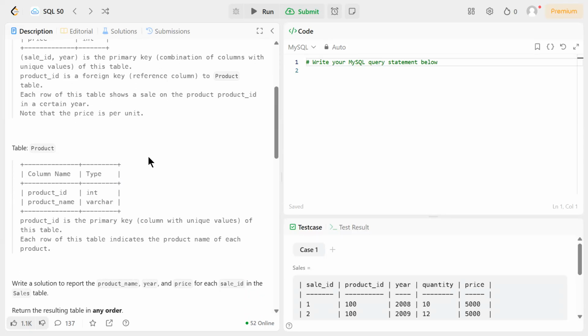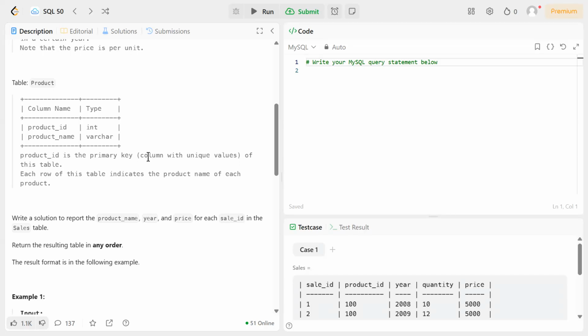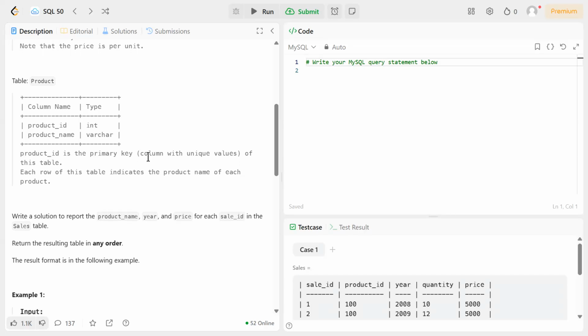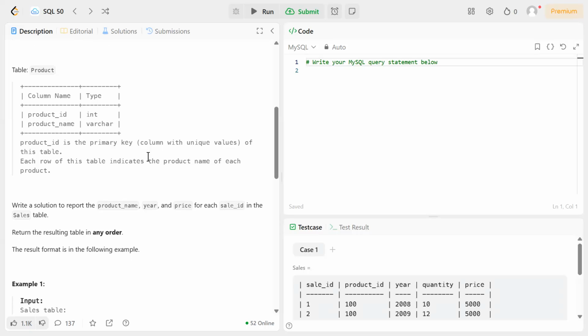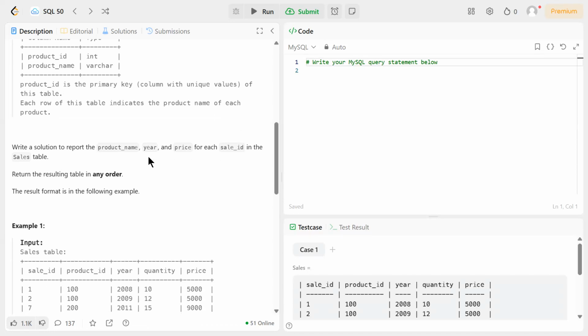The product table is given as well. It contains two columns, product ID that is of integer type and product name that is of varchar type. Product ID here in this product table is the primary key, which means a column with unique values of this table. Each row of this table indicates the product name of each product.